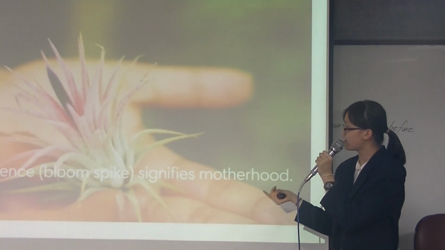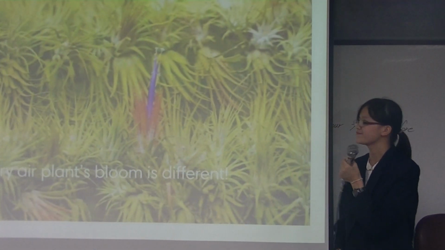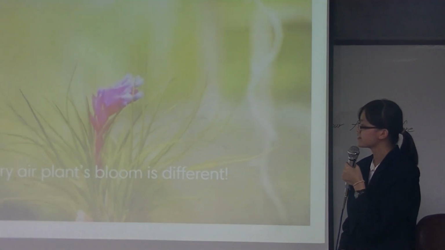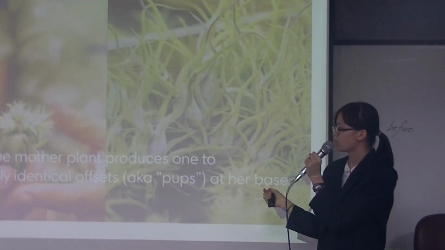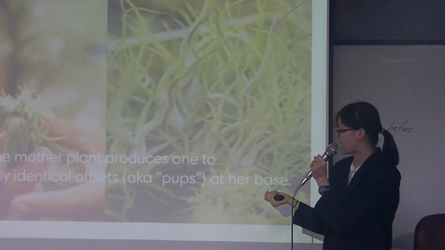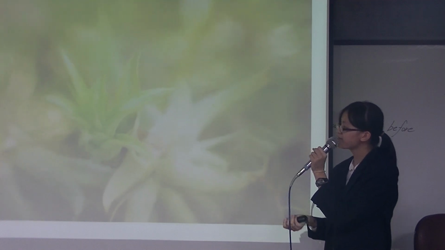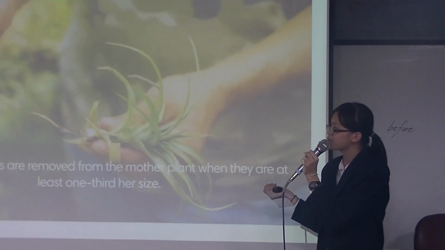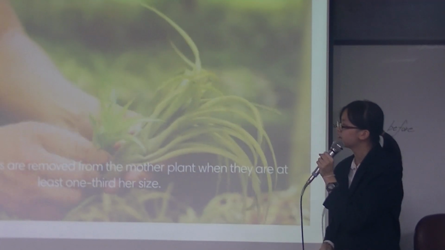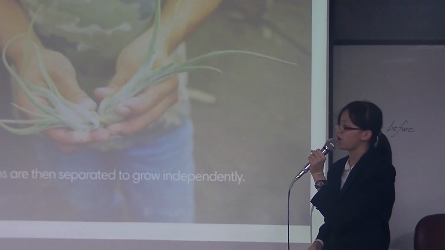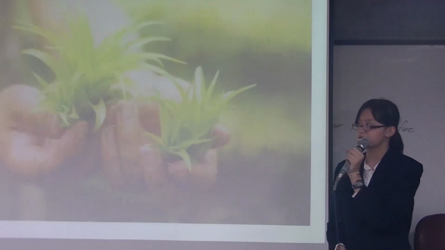Those that have flowers, we call them mother plants. Each mother plant will produce 1 to 10 offsets at her base each time. After the offsets become mature, we will remove them from the mother plants here. Then the offsets will grow independently. That's how the air plant reproduces.